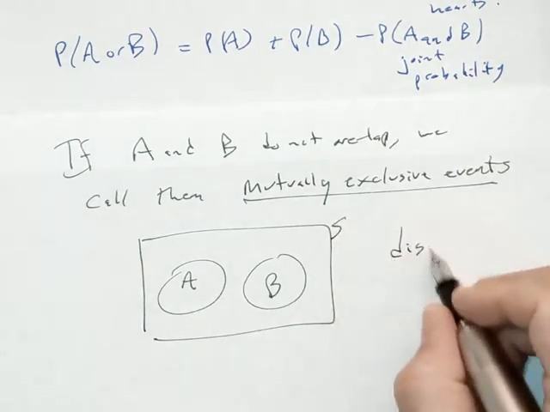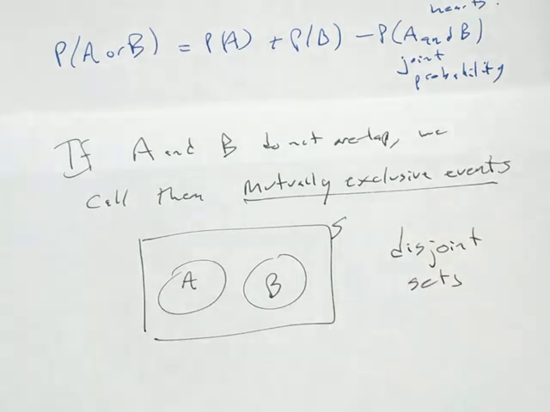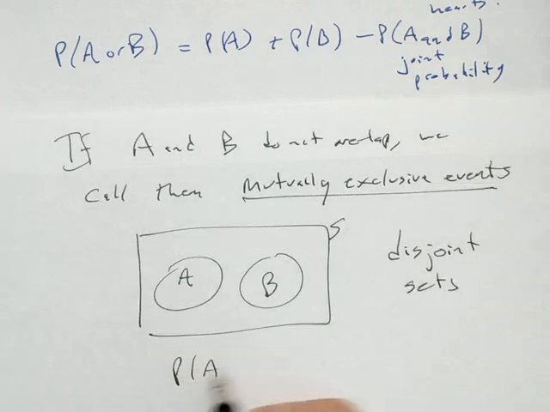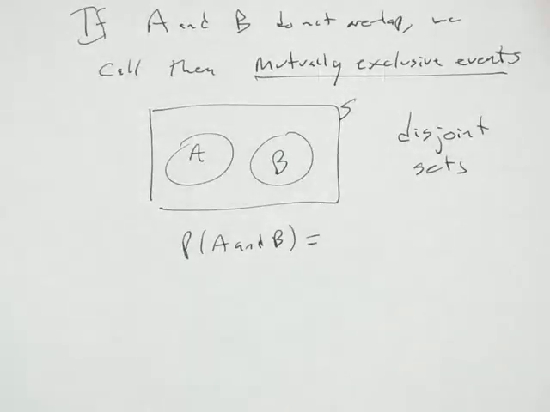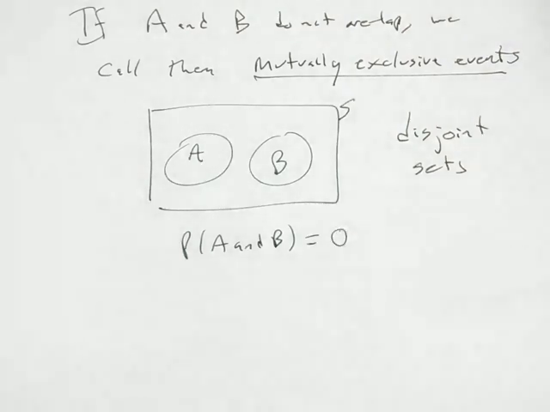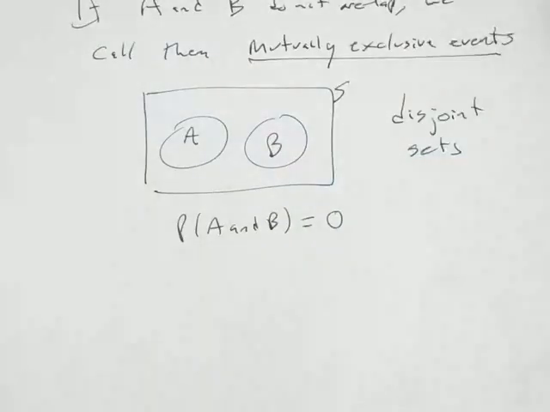In set terms, we would say that these are disjoint sets. Well, now, what's the probability of A and B? Zero. It's got to be zero. There's no area for me to look at. Well, that's going to make that calculation we were just doing a little easier. If this number is zero, there's nothing for me to subtract.